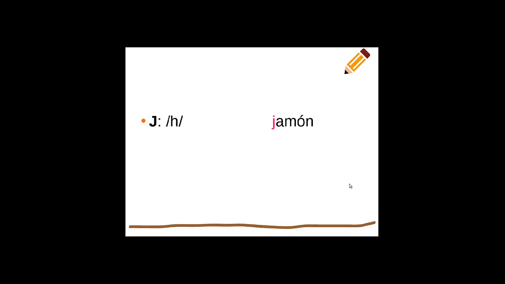J. J is like G, that is a strong sound, but once again you can pronounce it like an aspirate H, like jamón, that is ham. It has the same problem as B and V. G and J can be misunderstood in spelling because they are pronounced the same, but there are two ways of being written.